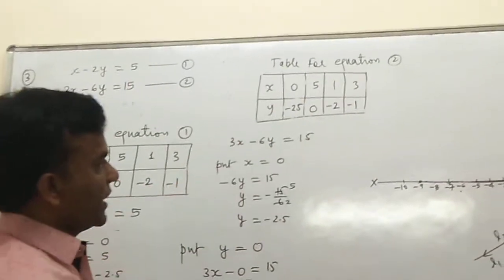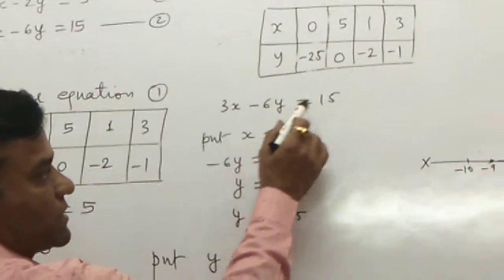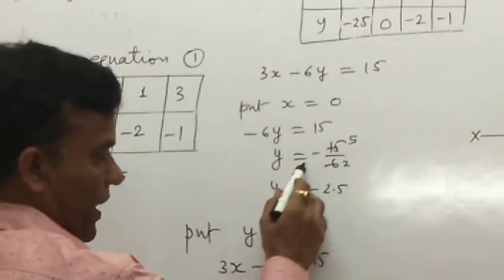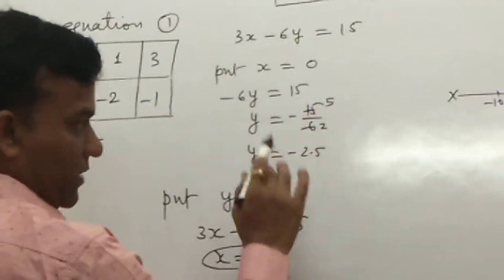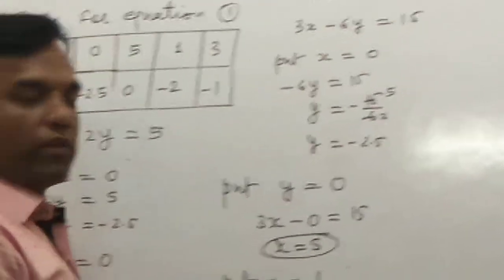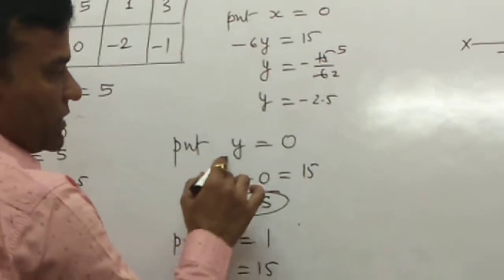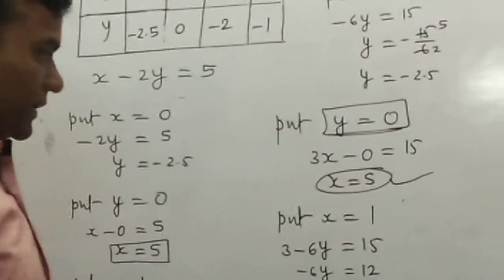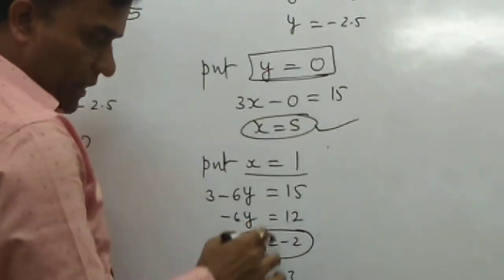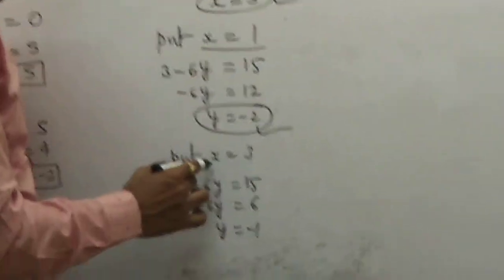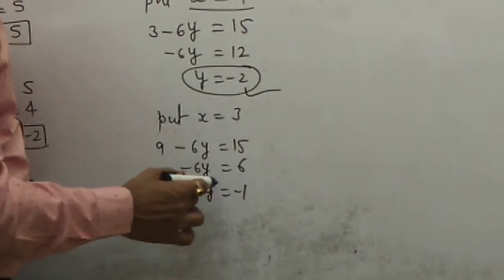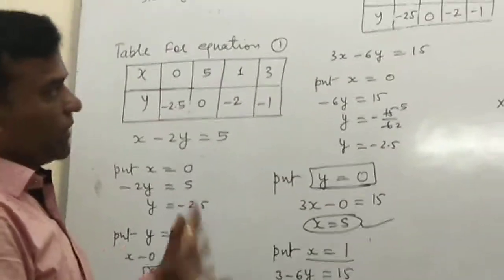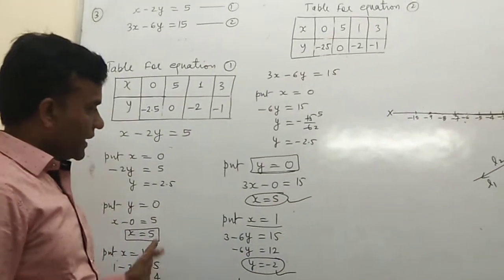Again we write down the equation 3x minus 6y equal to 15. Now you put x equal to 0, then minus 6y equal to 15. So you have y equal to minus 15 by 6, which is minus 5 by 2, that is minus 2.5 again. And then similarly we substitute y equal to 0, so we have x equal to 5. And similarly x equal to 1, then the value of y is minus 2, and x equal to 3, then the value of y is minus 1. So again we have the 4 values, and we write them down in the table.